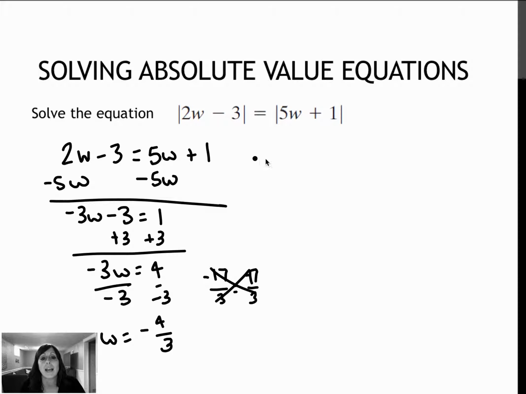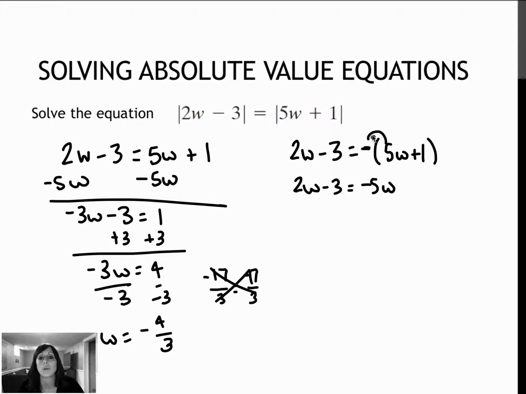Now, for my other equation, all I'm going to do is simply write one of my two absolute values. I'm choosing the second one to keep it consistent with the way we solved the first one. And basically distribute a negative to everything inside. So 2w minus 3 equals negative 5w minus 1. I've distributed a negative, and now I'm going to solve this equation.